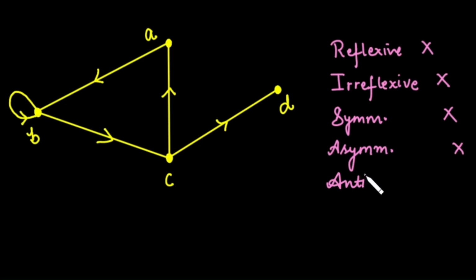Now antisymmetric, let's check it. Self loops are allowed and there is exactly one edge between each distinct pair of vertices. So clearly this is antisymmetric. So with the help of a diagram, we can easily predict the type of relation.